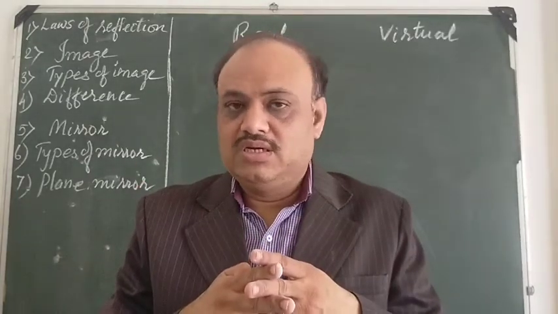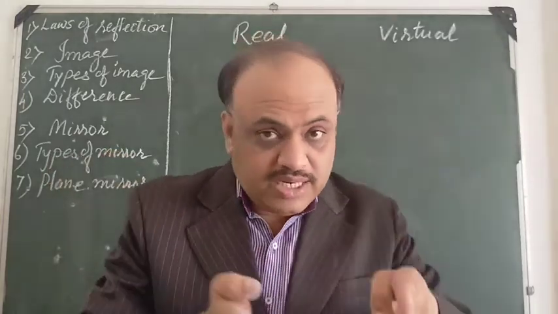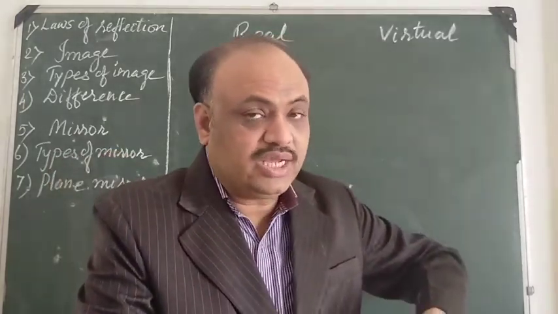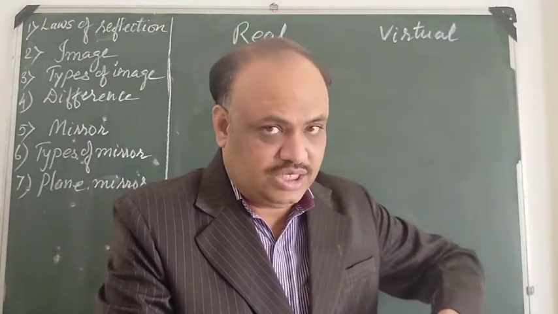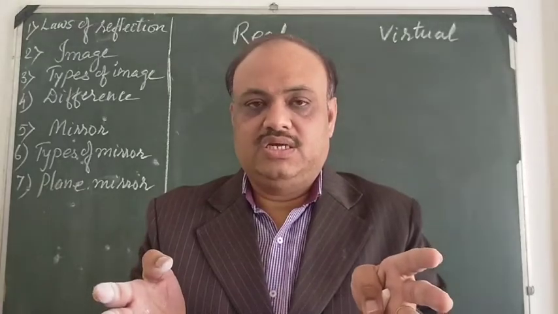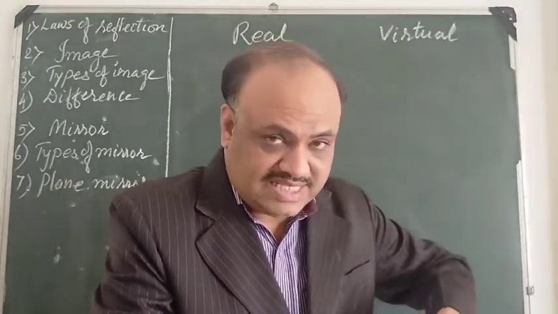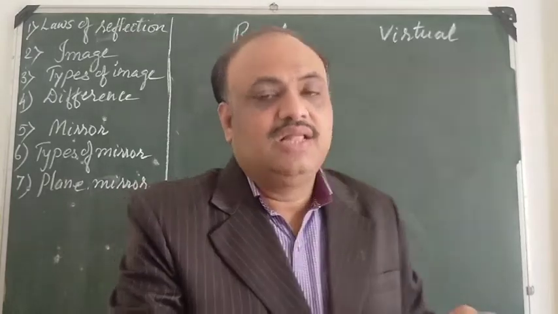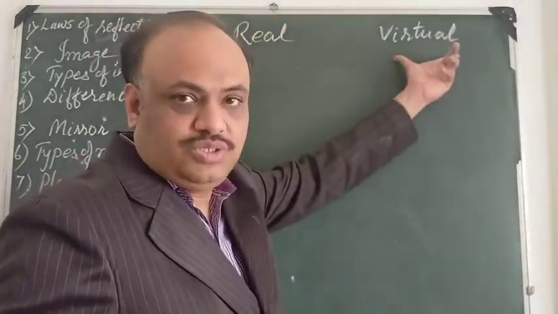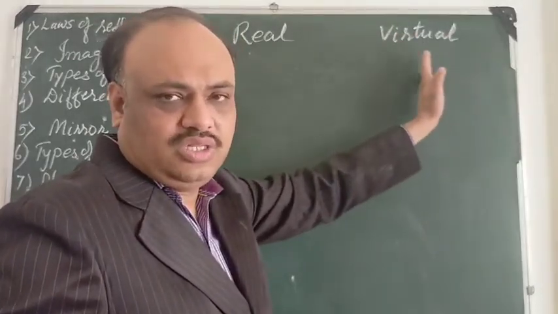When two or more rays do not meet each other, they appear to meet at a point after extending them in the backward direction. When two or more rays do not intersect each other, or they appear to meet at a point after extending them in the backward direction, then the image formed is a virtual image. This you can understand when we draw the diagram.